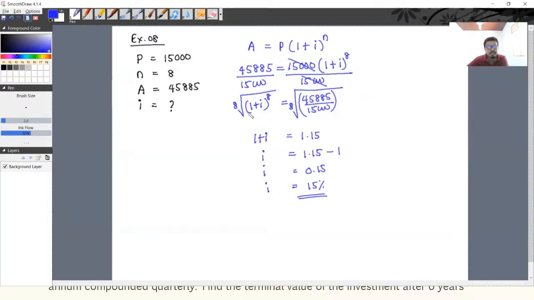Apply the 8th root, then this 8 to 8 will get cancelled. 8 to 8 root will get cancelled. We are left with 1 plus I. Right. So for example number 8, the answer should be 15%.